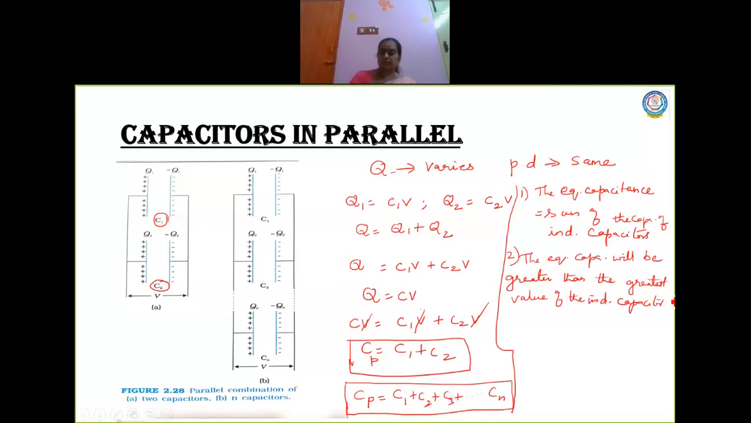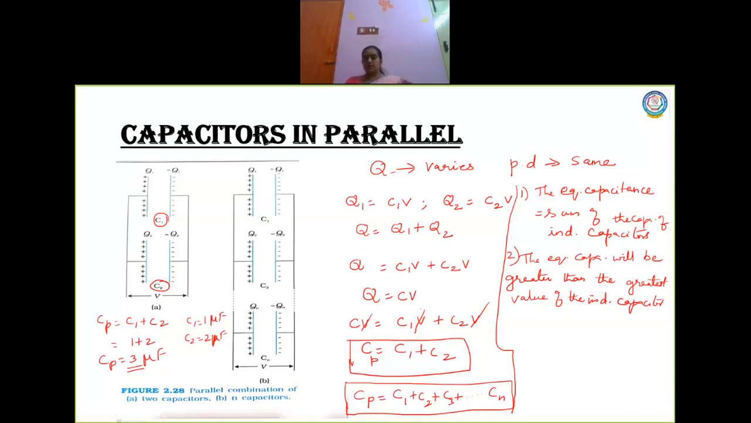Now let us take the formula once again. Here let me write, children. Cp is equal to C1 plus C2. Let us take the value of C1 to be again the same 1 microfarad, C2 to be 2 microfarad. So the sum 1 plus 2 is 3. The effective capacitance is 3 microfarad, which is greater than the greater value, 2. So the equivalent capacitance will be greater than the greatest value of the individual capacitor.